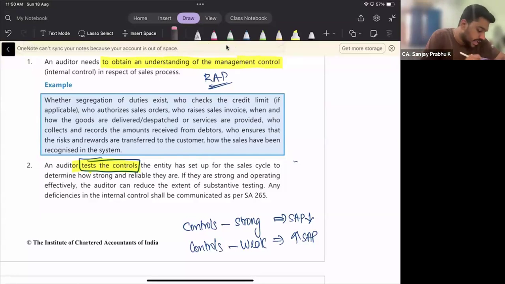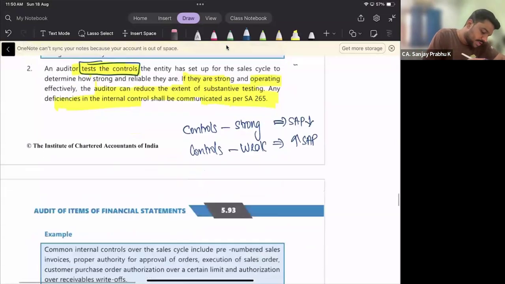Okay, fine. You should also test the control, and if they are strong, then the auditor can reduce the extent of substantive testing. And if at all there are any deficiencies in the internal control, it should be communicated as per SA 265. We have already learned this SA 265.